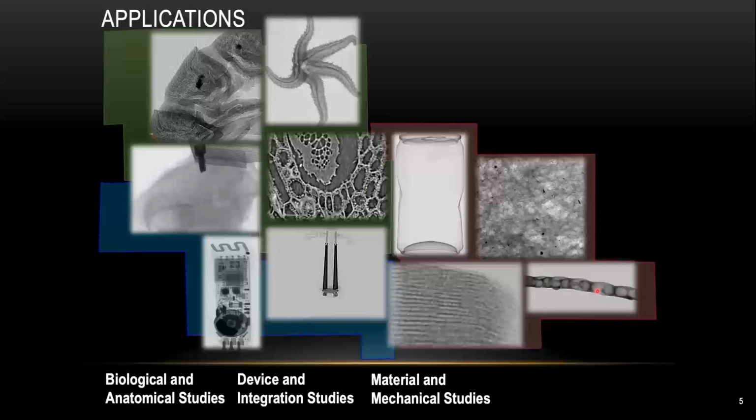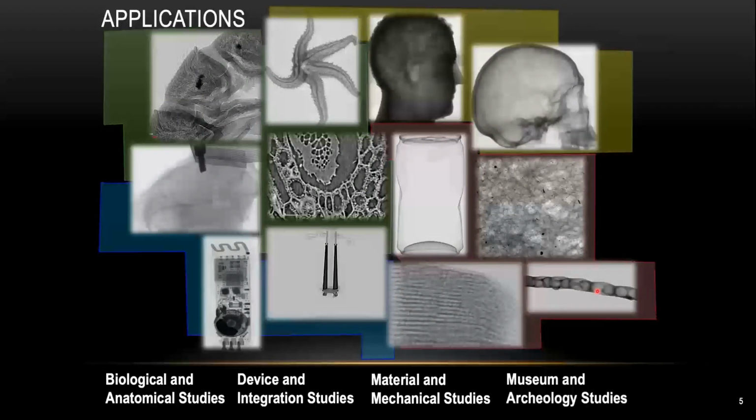And due to the non-destructive capability, we're also doing a lot of museum and archaeology studies. The picture right on top here is just a mummy mask from an Egyptian mummy during the Roman Empire period. And next to it is just a simple human skull. So you can see we can do a very wide variety of samples.